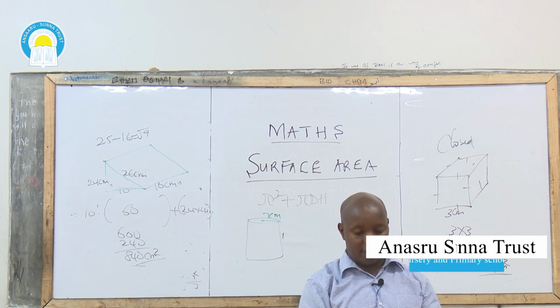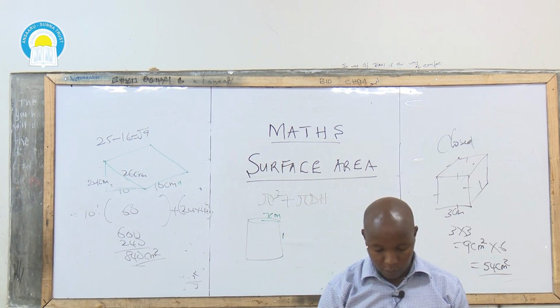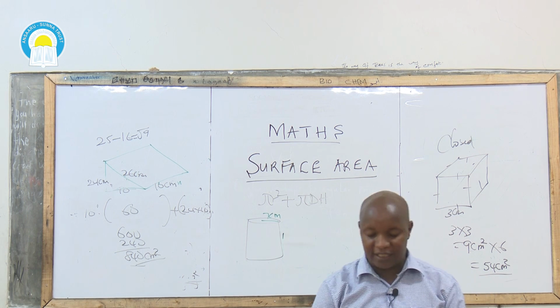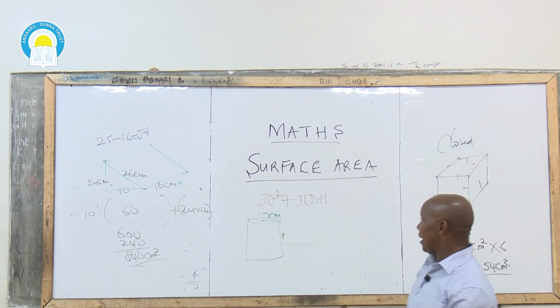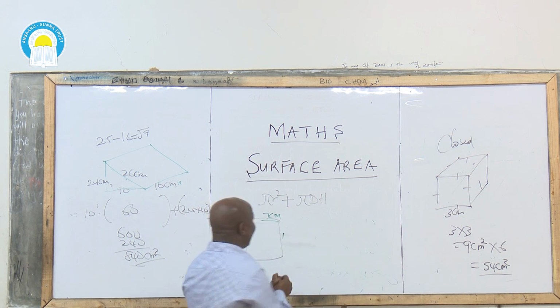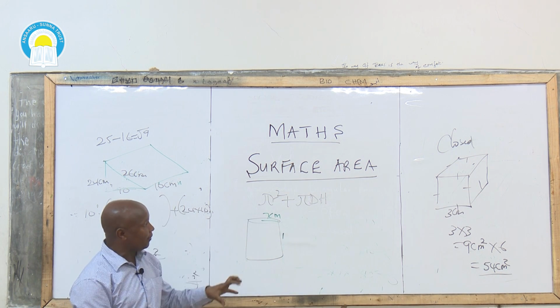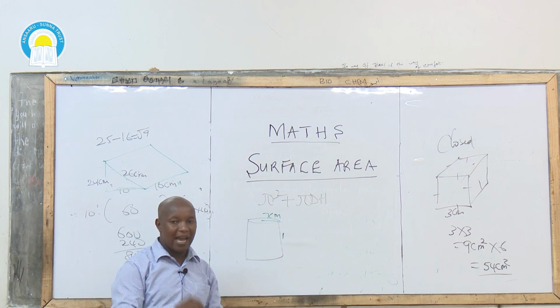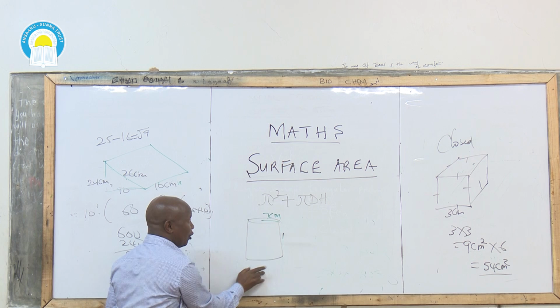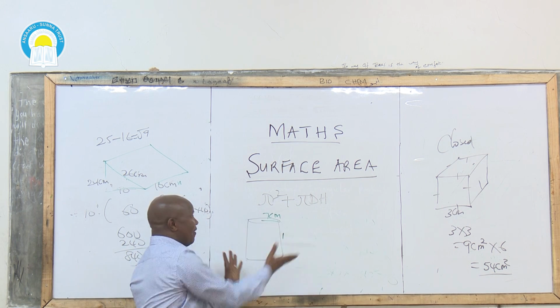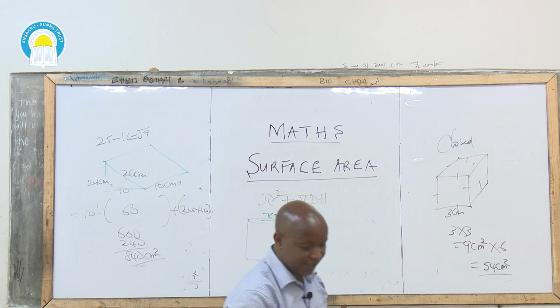I'm going to give you only one figure, which was the question that was studied in our previous exam last month. So now here, I want to repeat again, if it's open, the formula is πr squared added to πdh. πr squared is area of the top and the bottom. Then πdh is surface area of the curved surface.